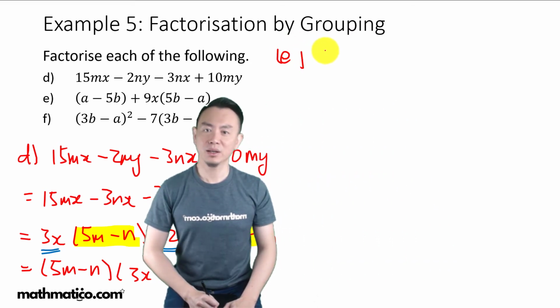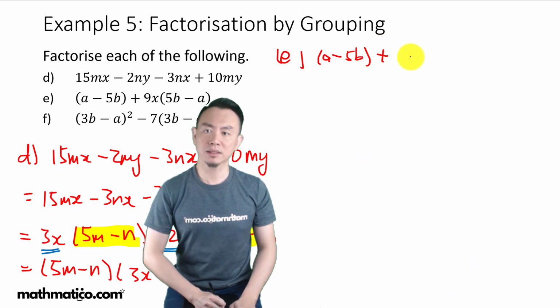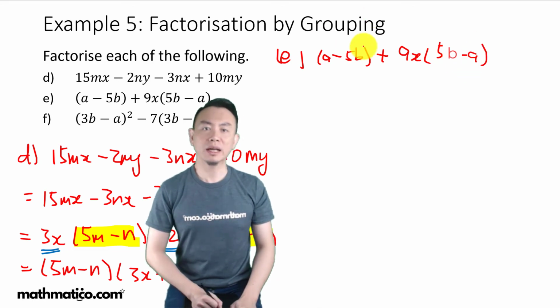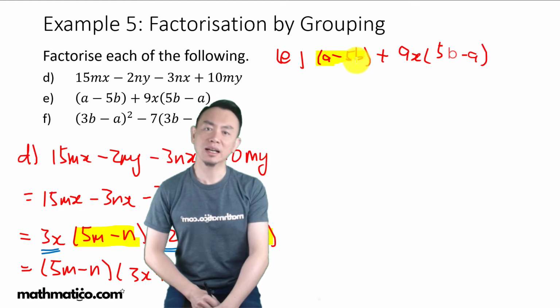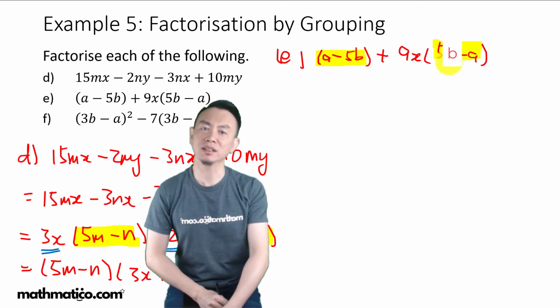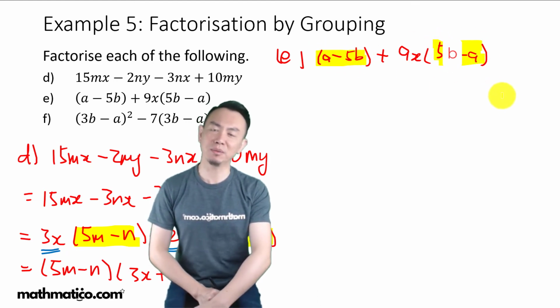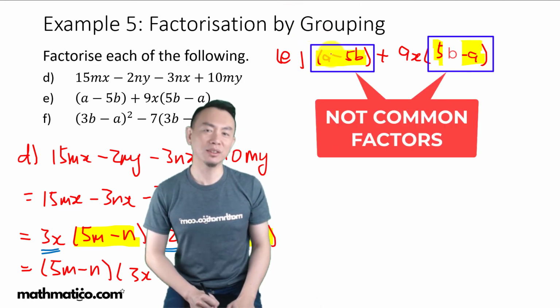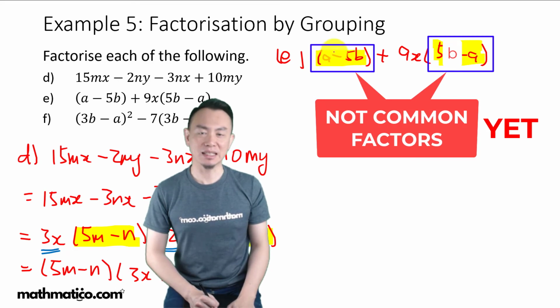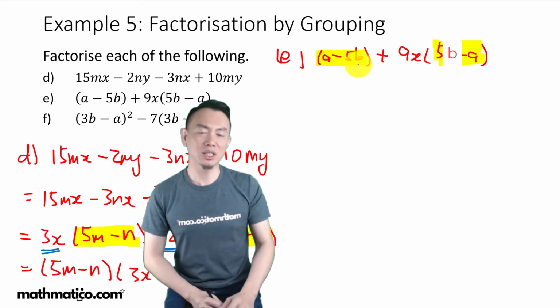Part E, we have a minus 5b plus 9x times 5b minus a. Now the brackets are there for a reason. If you look carefully, they are kind of the same but different. a minus 5b, 5b minus a. They are negatives of one another, which means you can't yet factorize them as a new common factor, but you just need to do a small thing and there'll be common factors already.